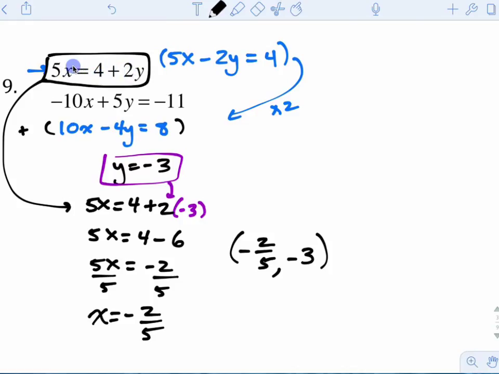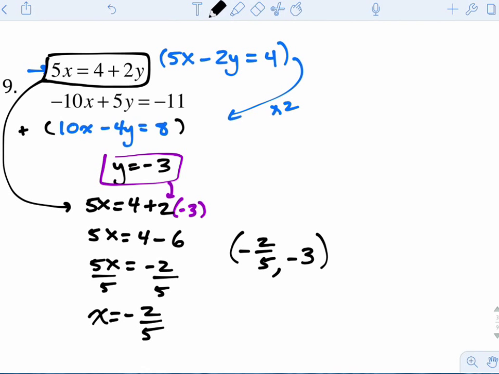Whoa, it worked. Crazy. All right, negative 10 times negative 2/5 is going to be 4. And then 5 times negative 3 is negative 15. 4 plus negative 15 is negative 11. Amazing. So even though we got this kind of nasty fraction solution, it definitely worked when we substituted it in. So definitely going to be our solution.